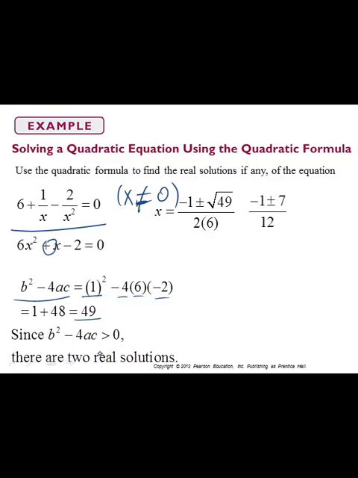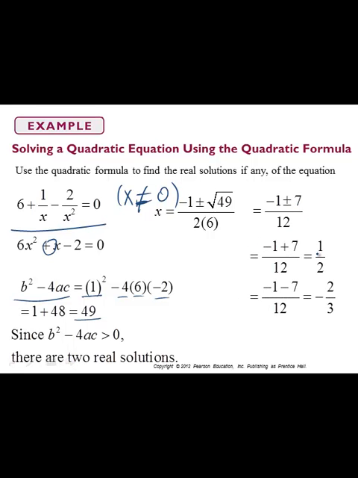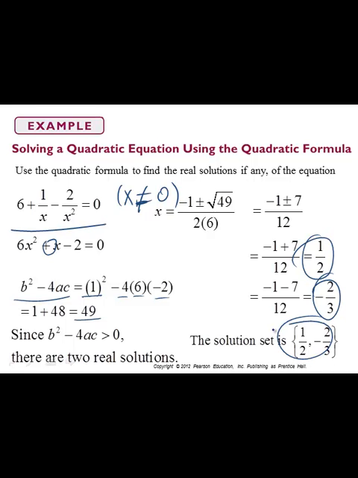Simplify. The square root of 49 is 7, so you have negative 1 plus 7 over 12, which gives you 6 over 12, which is 1/2. And you'll also have negative 1 minus 7 over 12, so negative 8 over 12, which is negative 2/3. So you have your two solutions, 1/2 and negative 2/3.